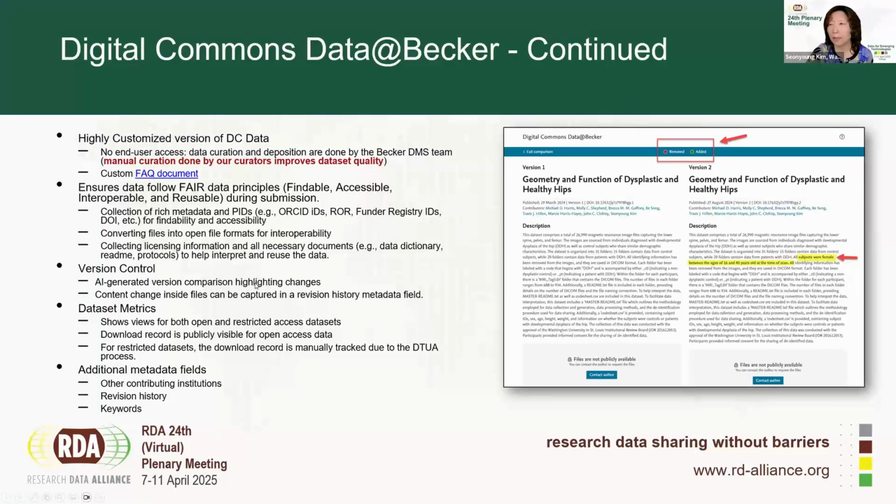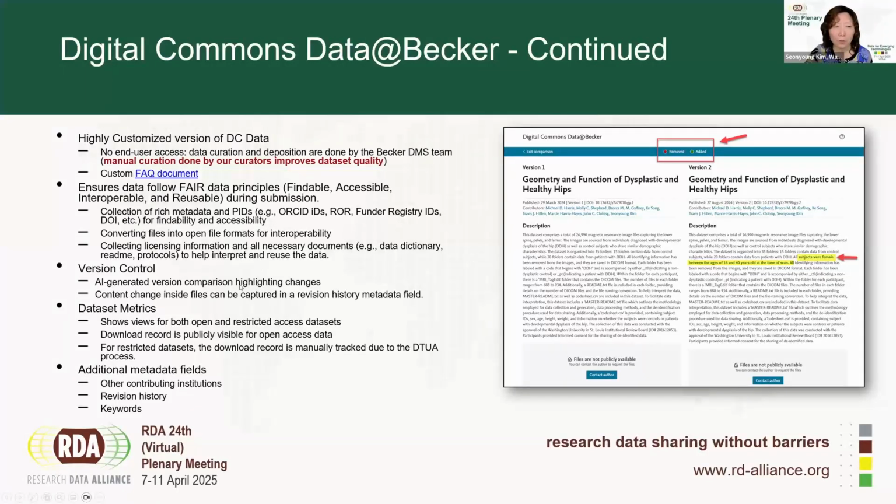So we make sure data follow FAIR data principles: findable, accessible, interoperable, and reusable. Believe me, we get all kinds of data sets that do not meet the FAIR data principles, so we have to kind of guide them through. So we collect rich metadata and use IDs whenever possible, including ORCID IDs, funder IDs, DOI, etc. And then we make sure to convert the files into open file formats for interoperability, and collect license information and all necessary documents to help interpret and reuse the data.